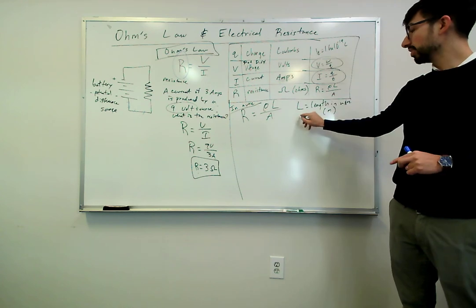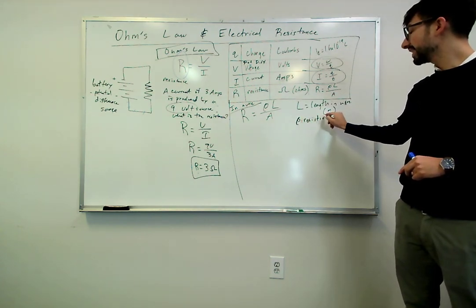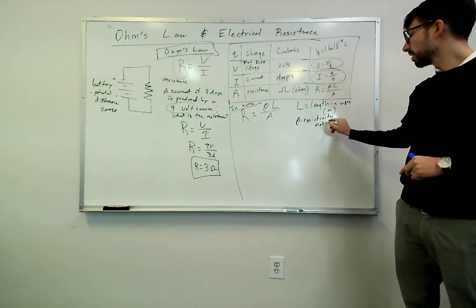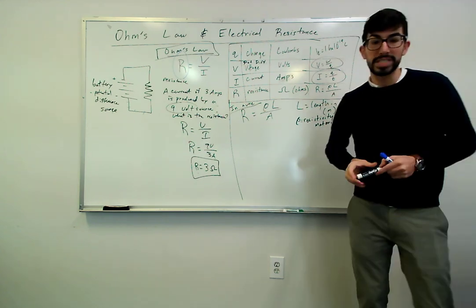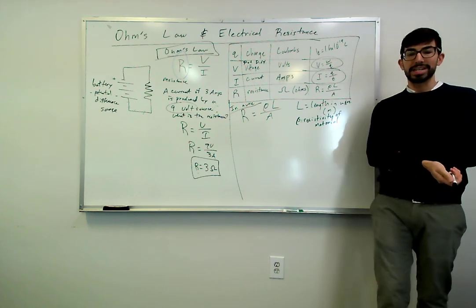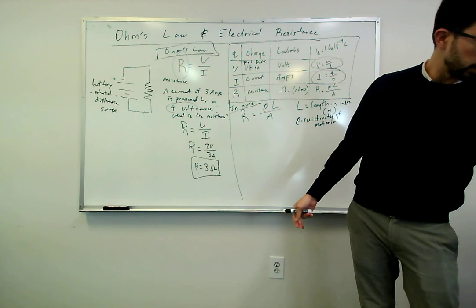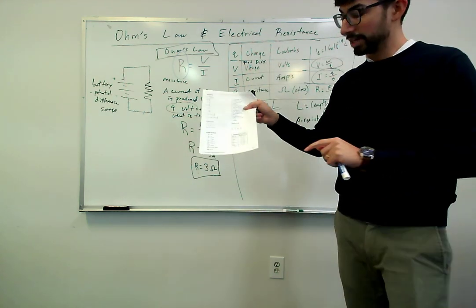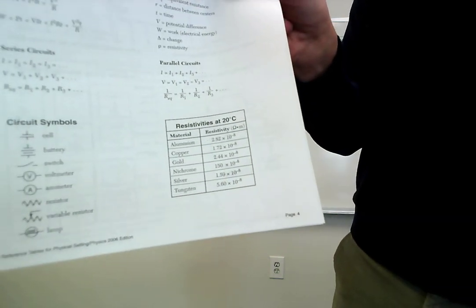This symbol right here means resistivity. It has to do with the material of the wire. So we have the resistivity of the material. You might be saying, well, wait a second. I've dealt with things in physics where I had different materials. What do I have to do with different materials? You go to your reference table, you find that material. Here, resistivity, page 4, bottom right corner.